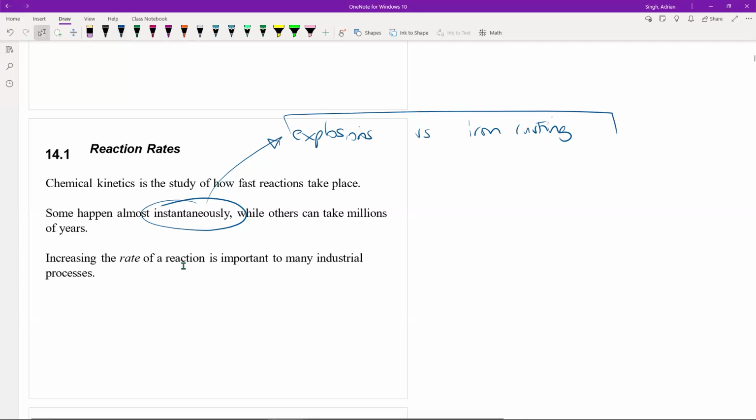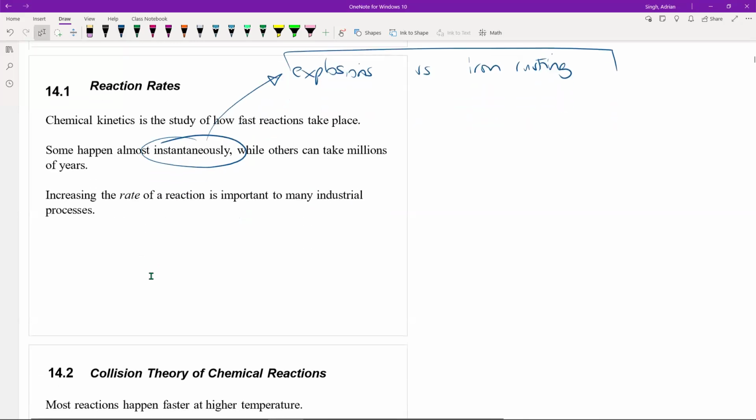This is particularly important, especially for industrial processes, where increasing the rate or increasing the speed of a reaction is particularly important because time is money, as the saying goes, and forcing reactions to happen on a quicker time scale is often beneficial.